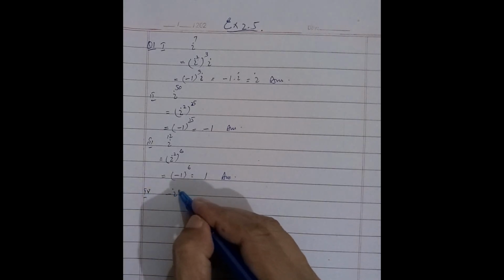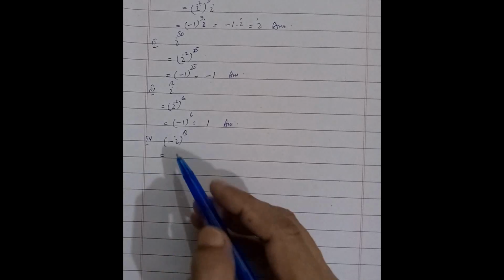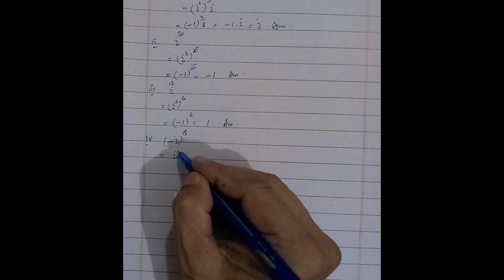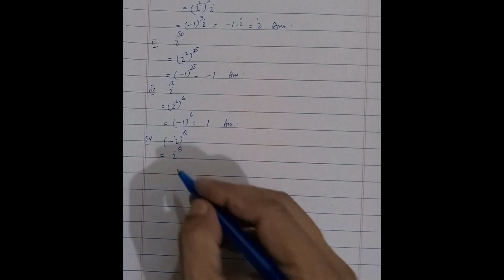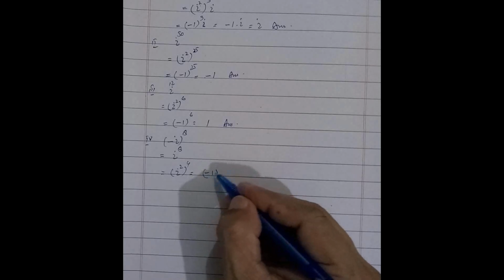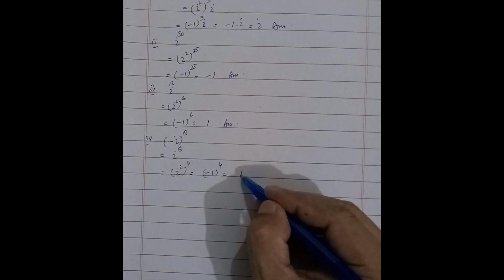And the fourth is minus iota whole power 8. So we simplify minus iota's power 8. Here minus iota power 8, and 8 is an even number. So the answer is iota's power 8. Now simplify it. Iota square whole power 4 is equal to, iota square is equal to -1, whole power 4, and minus 1's power 4 means minus to an even power. The answer is positive, which is 1.